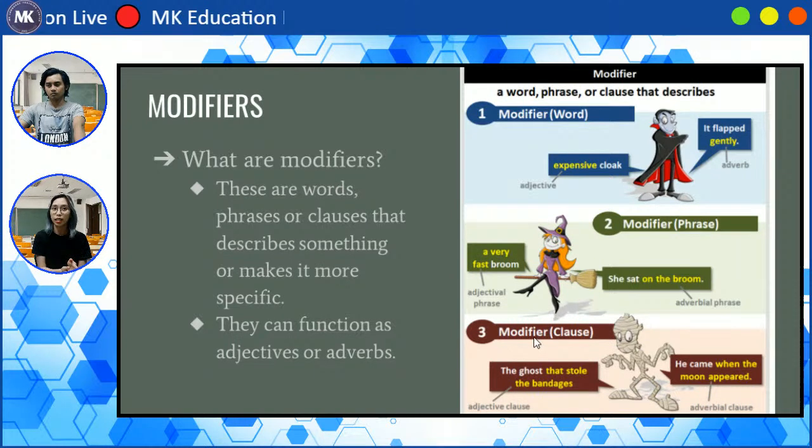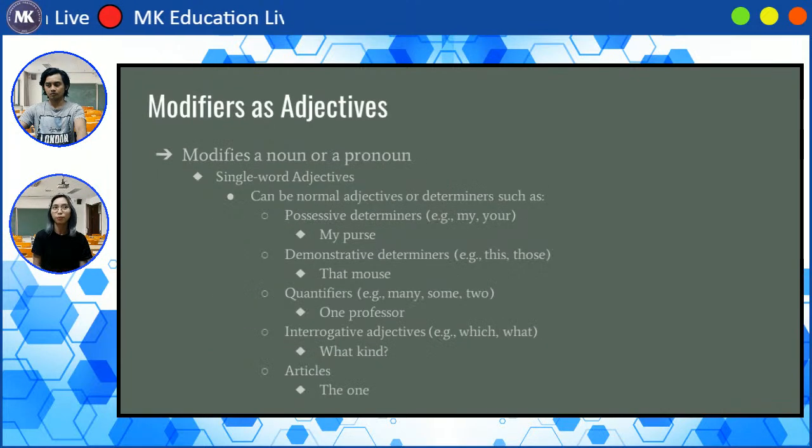And the third one is a modifier that modifies a clause. Okay, we have the first, an adjective clause, the ghost that stole the bandages. So our adjective clause here is that stole the bandages. The second one, we have an adverbial clause. He came when the moon appeared. Okay, our clause here is when the moon appeared, and I will discuss it further later. So the first use of modifier is as adjectives. It modifies a noun or a pronoun.